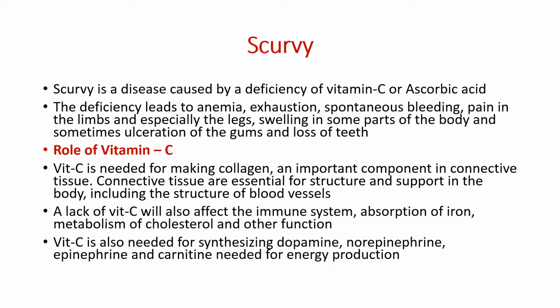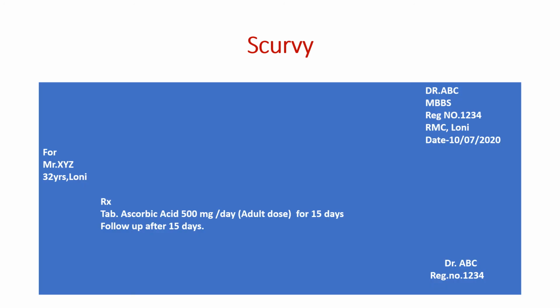Now we will see the drugs used in scurvy. So the drug given in scurvy is tablet ascorbic acid 500 mg per day. This is the adult dose for 15 days and follow-up is recommended after 15 days.